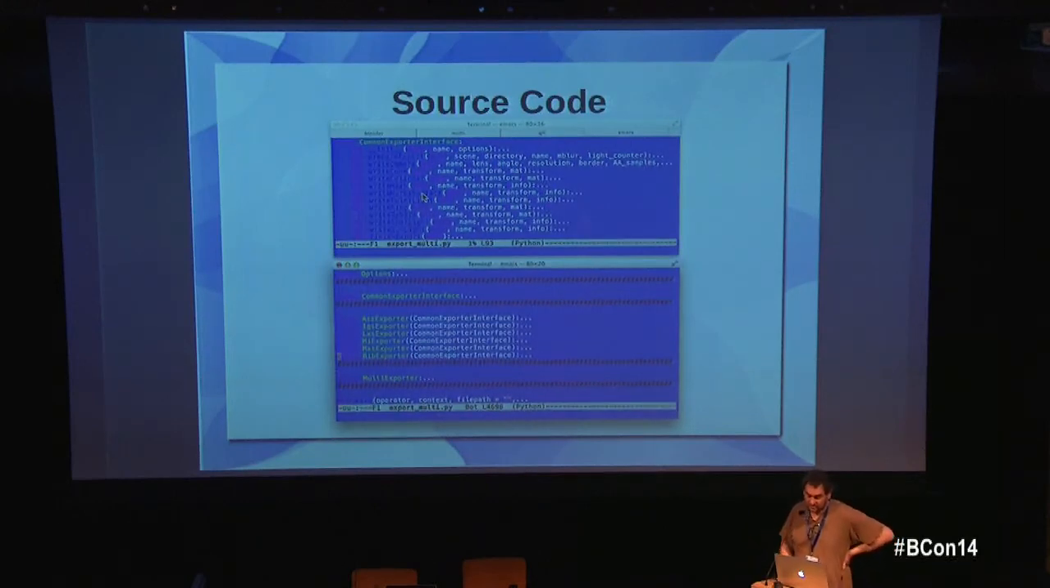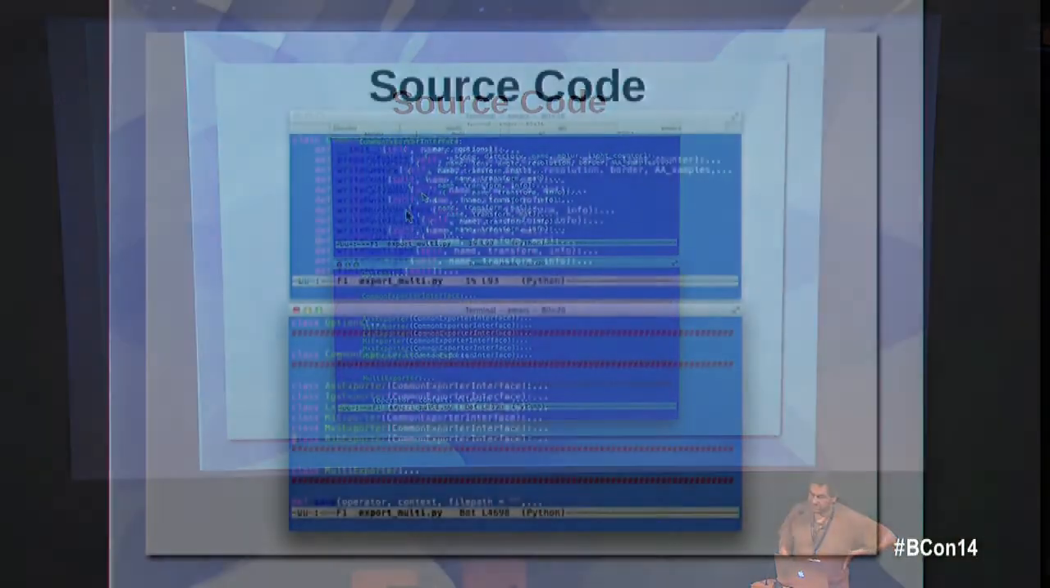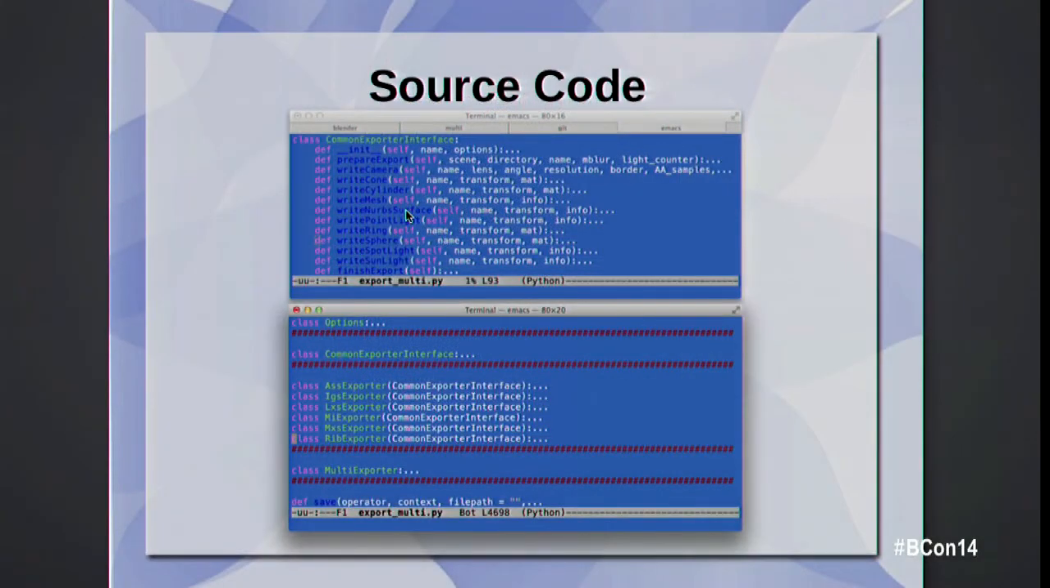And every supported renderer implements a class which derives from the common exporter interface. And the common exporter interface you see on the top is a base class which has a bunch of functions, and you have to implement those functions. So if you want to add another renderer, you derive from that common exporter interface and you implement those functions.